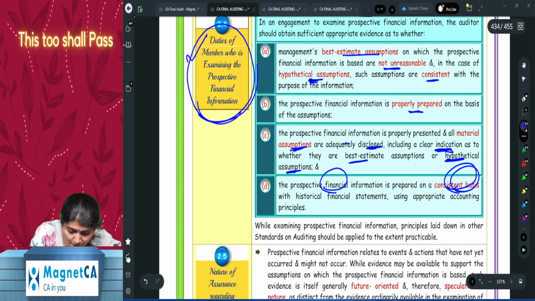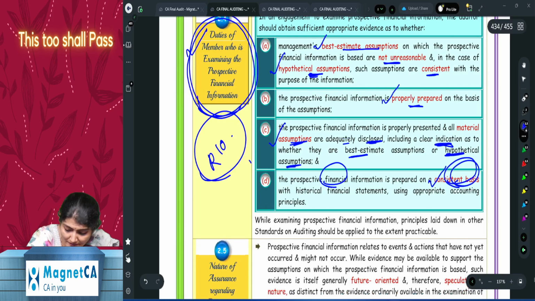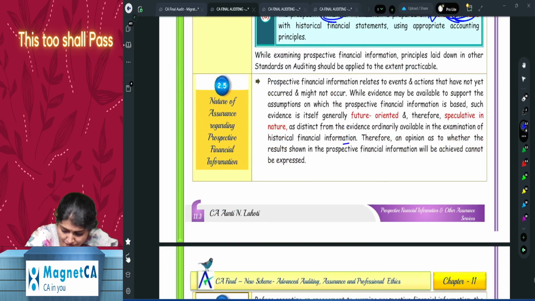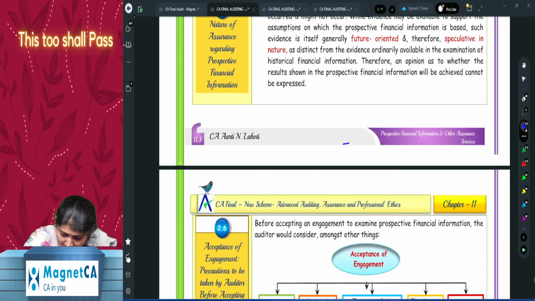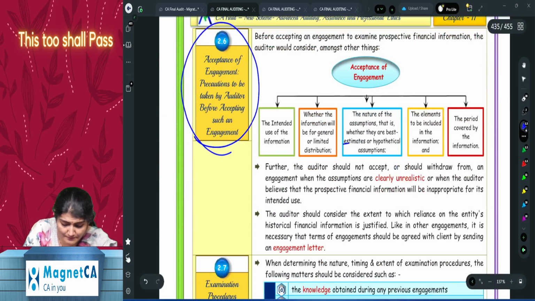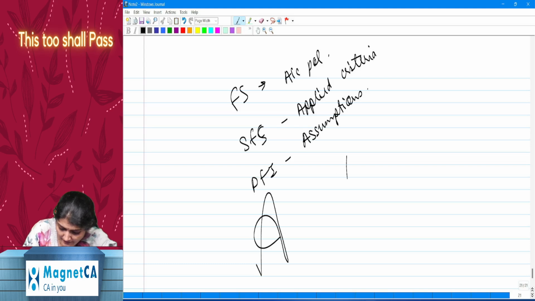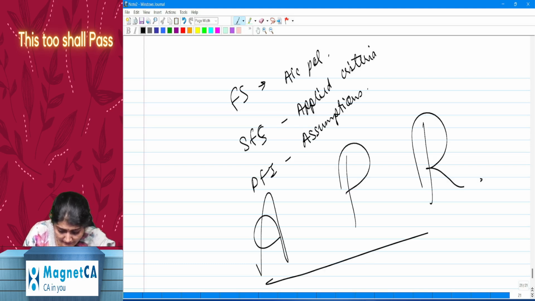Right? So duties of the member, again, a candidate for a question. Okay, best estimate assumptions reasonable, hypothetical consistent, properly prepared, assumptions have been disclosed and on a consistent basis with the historical financial statements. Again, it is future oriented, speculative in nature. Then the considerations while accepting the engagement. So again, each standard we have to discuss: acceptance, planning, performing, and reporting.